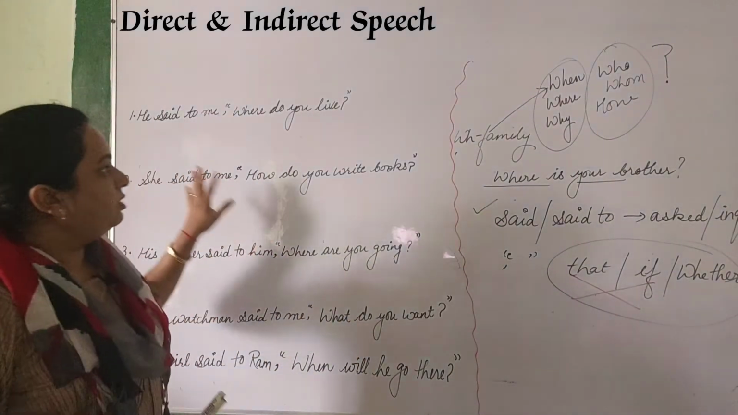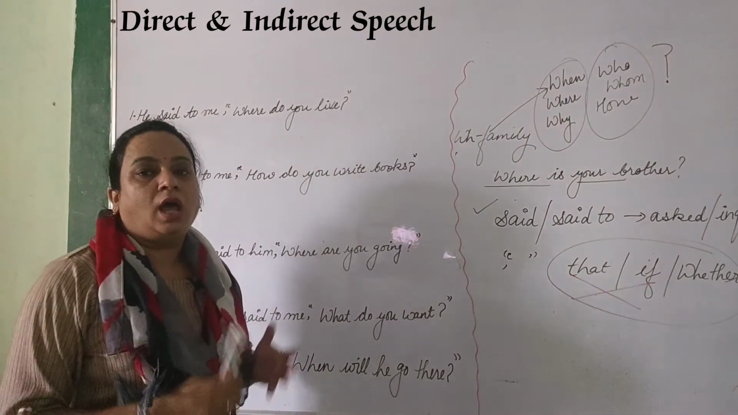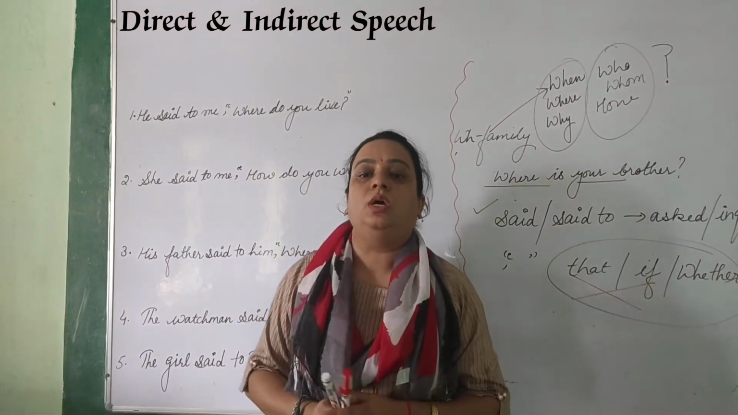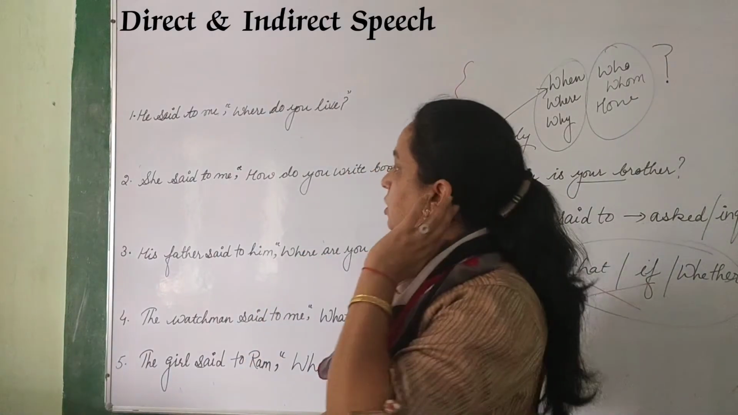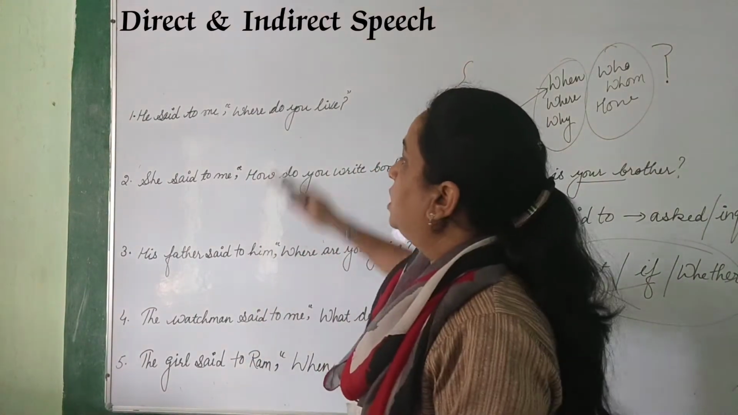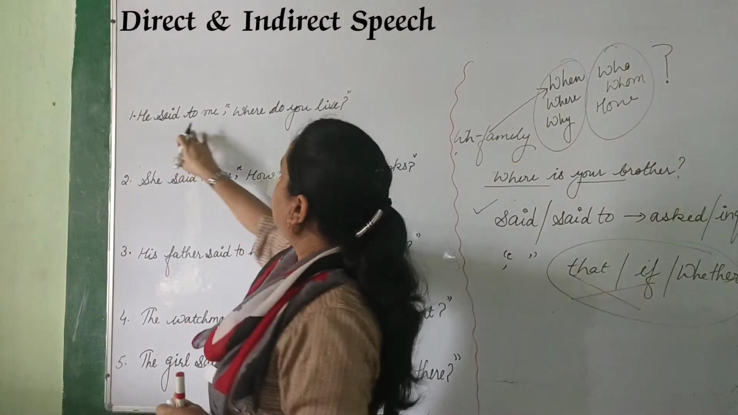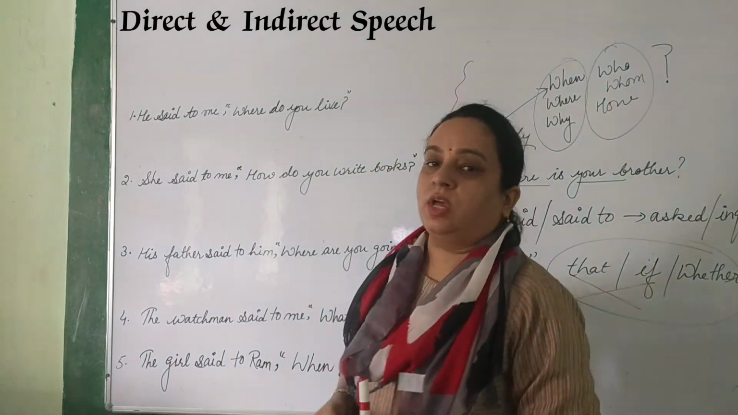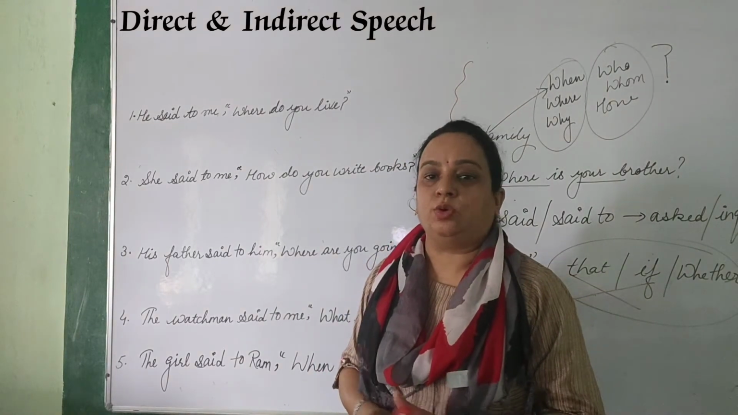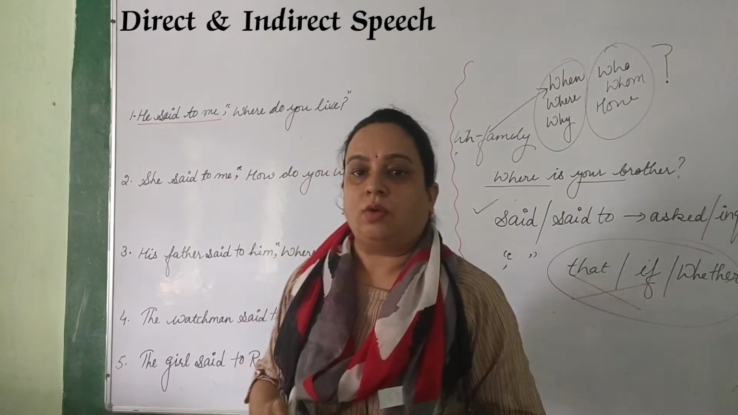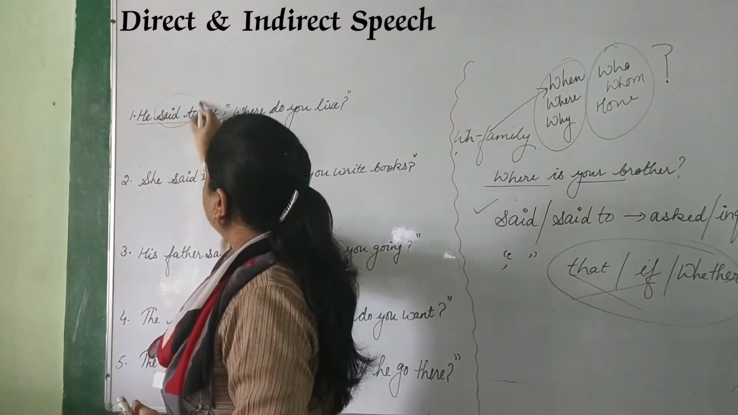Now please see, I have written some sentences here which are in direct speech, and you have to change those into indirect speech. So the first sentence here says, he said to me, where do you live? The important thing to note here is that this is the reporting clause, where said to is the reporting verb.